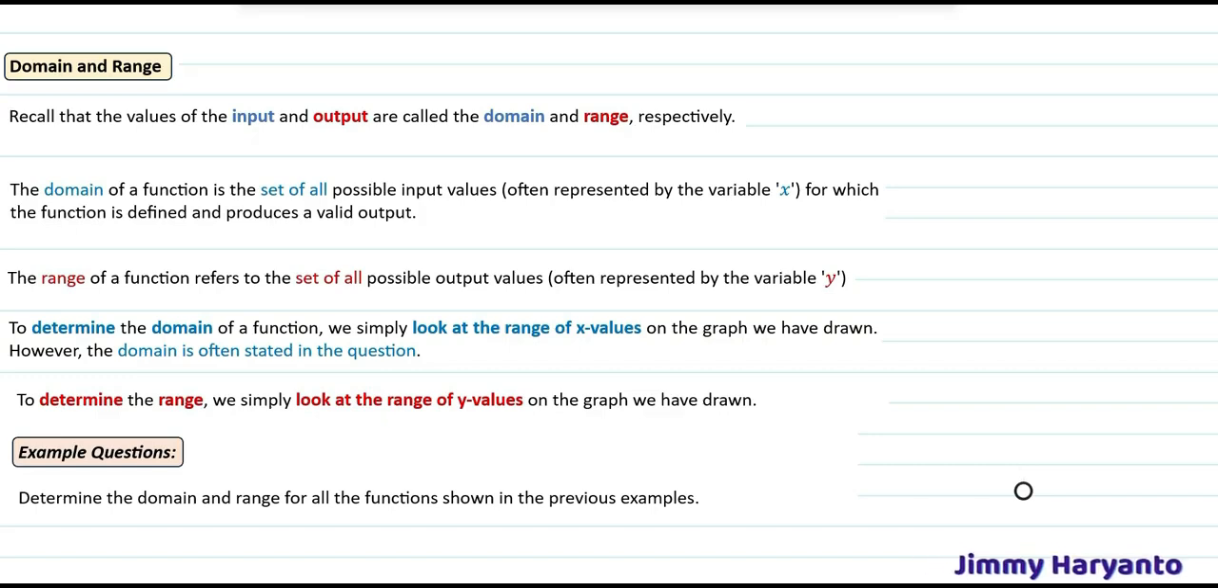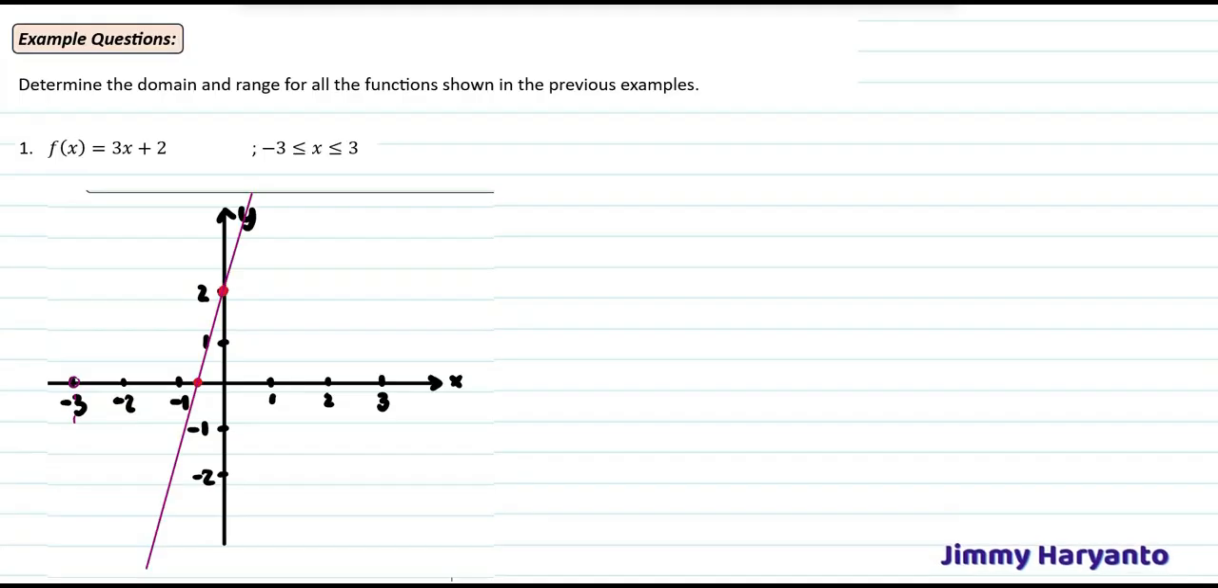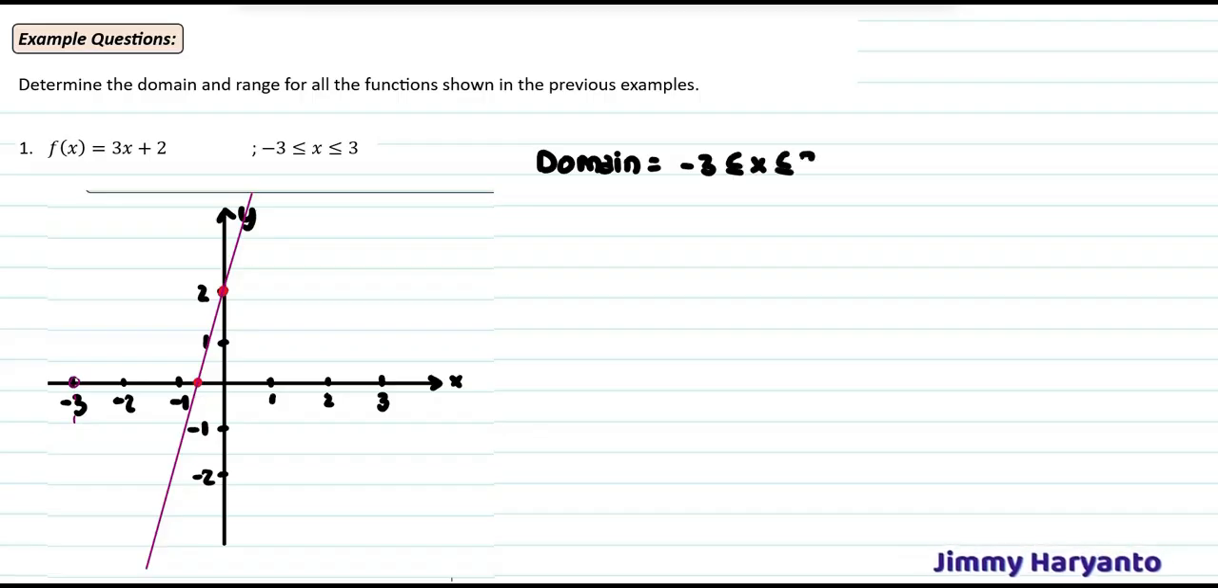Determine the domain and range for all functions shown in the previous examples. Let me copy the graph first. Let's start from the first function. For the first function, we have f(x) equals 3x plus 2. And the question says x varies from negative 3 until 3. That means this is the range of values of x, and we already know that the range of values of x will be the domain. So we can say that the domain is negative 3 less than or equal to x less than or equal to 3. As I told you before, the domain is usually given in the questions.